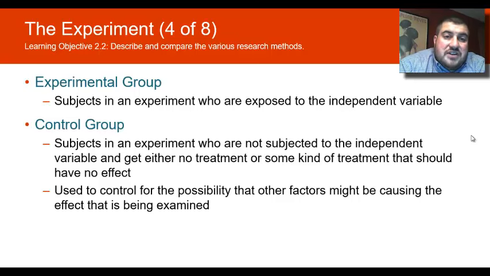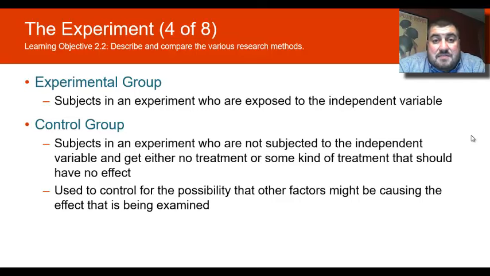In a medical experiment for a drug, the experimental group would get the drug and the control group would still get a pill, but it would be a sugar pill and not have any effect on them whatsoever. This is used to control for the possibility that other factors might be causing the effect that is being examined. We need a baseline in our control group.